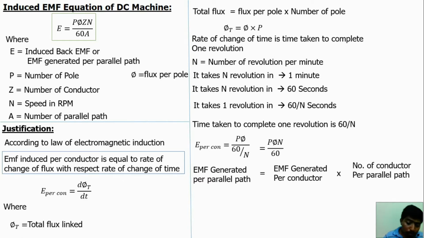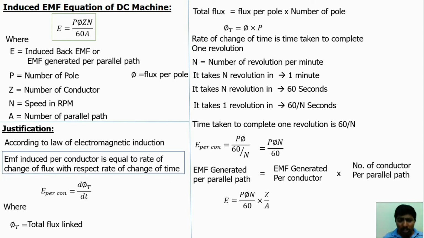Okay. So EMF generated per conductor means this value P phi N by 60. Here, number of conductors is equal to Z, parallel path is equal to A. So number of conductors per parallel path is equal to Z by A. So we will get EMF generated per parallel path is equal to P phi Z N by 60A.